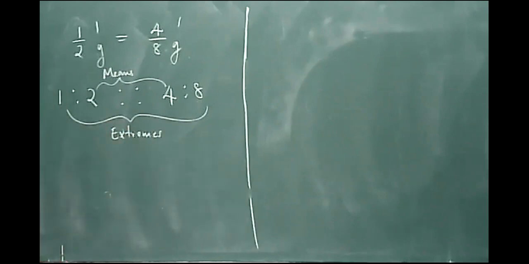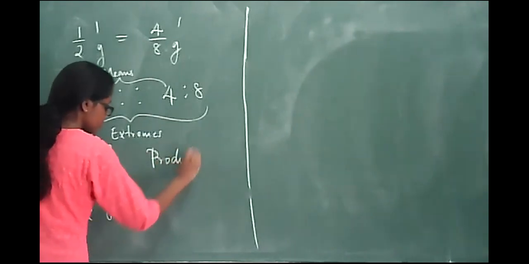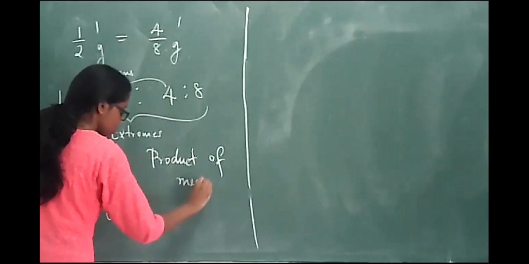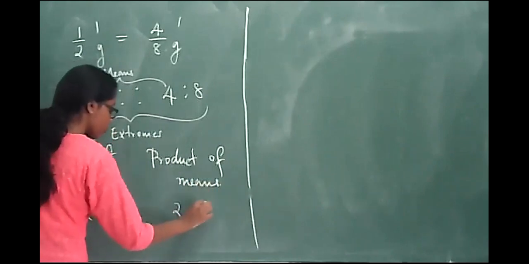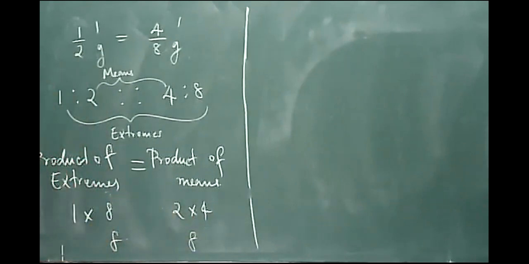So can you do that? You multiply the extremes and multiply the means and tell me what do you answer. Getting the same answer. If you multiply the extremes, product of extremes, that's going to be 1 into 8. And product of means is 2 into 4. So 1 into 8 is 8, 2 into 4 is also 8. So the product of means is equal to product of extremes.